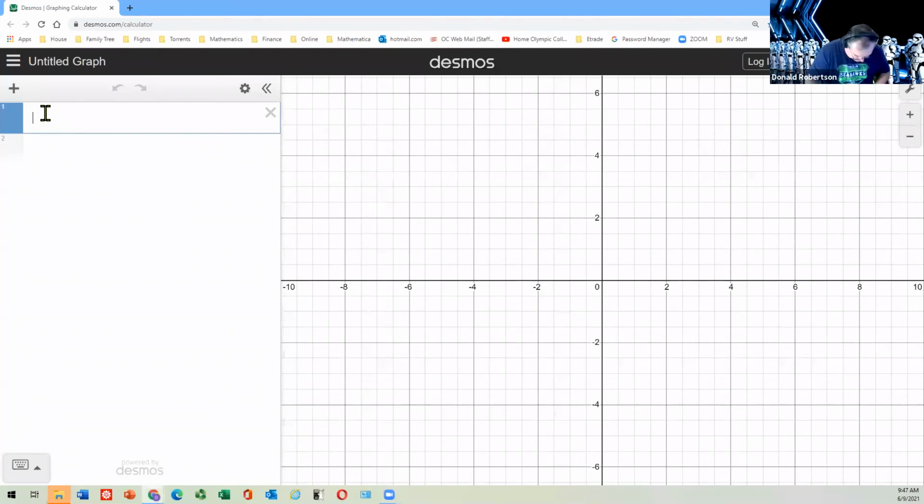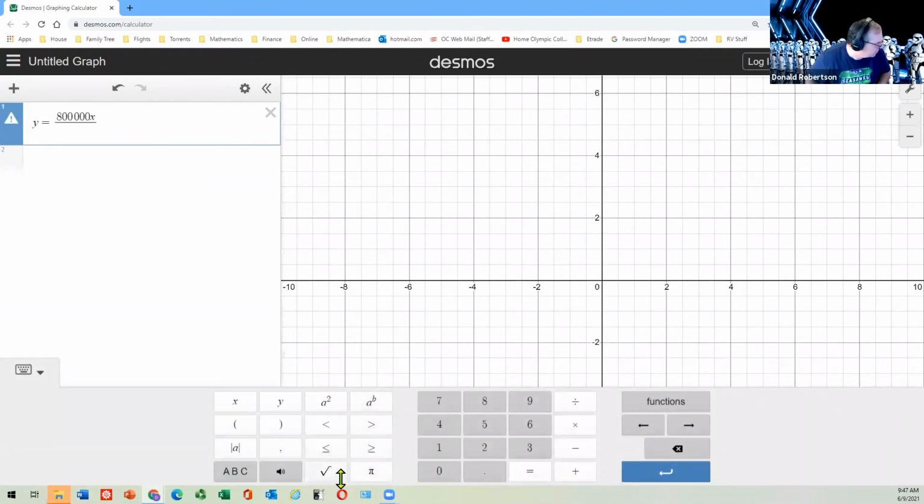So I'm just going to call it y equals. I guess I could call it derivative equals, but let me see why I want to. So I'm going to plug in 800,000x divided by square root of x squared plus 4. Take away 400. Oh, wrong place. Take away 400,000.